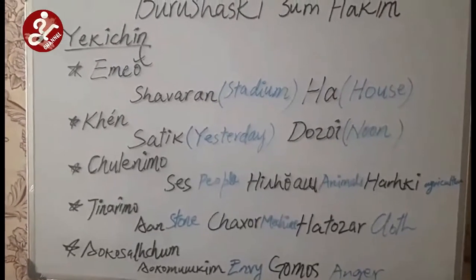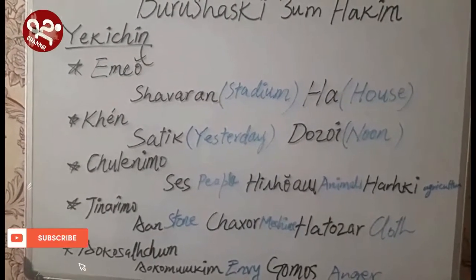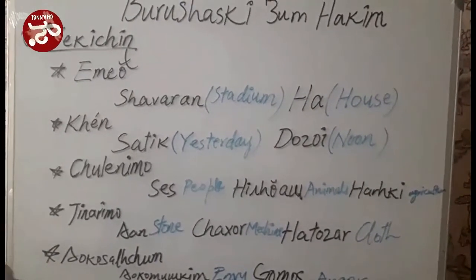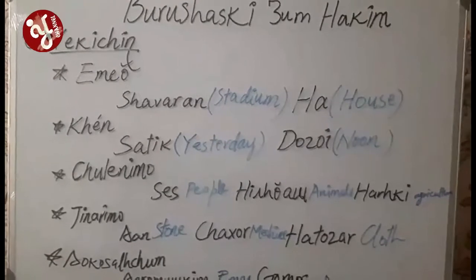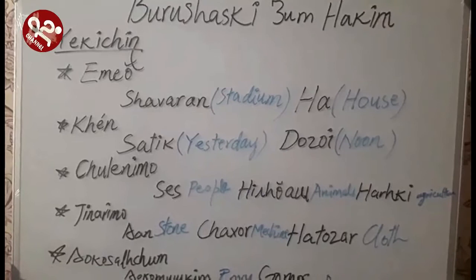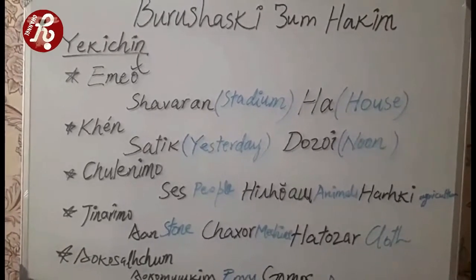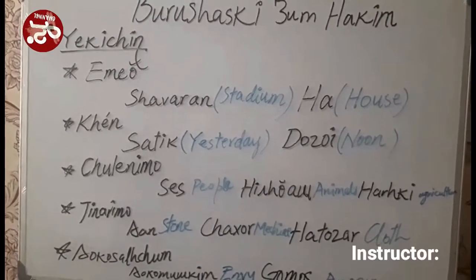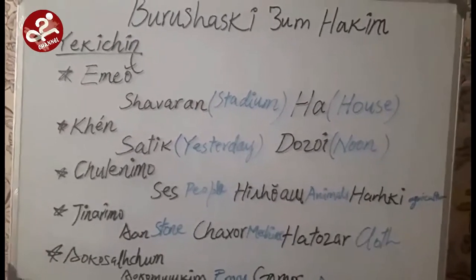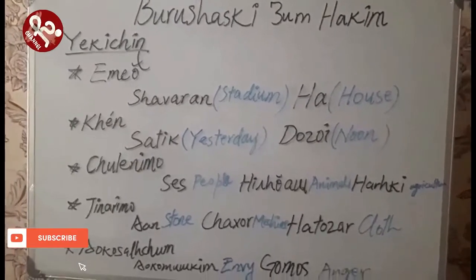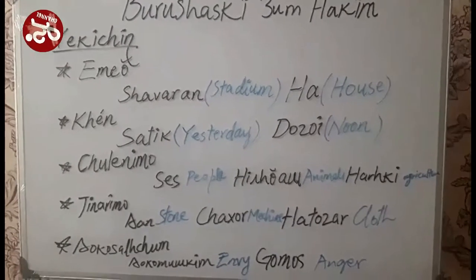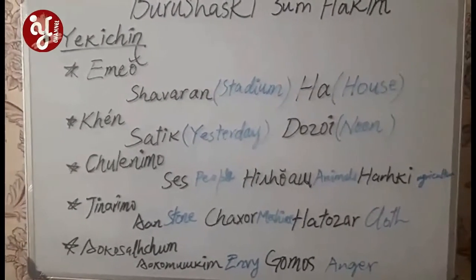And the third, now the fourth, is Jinarimo, means things. Under the heading of Jinarimo comes Dan. Dan means a stone, and Chakhor is the name of a machine, and Katogar, there is written H, but it is K. Katogar means a cloth from which you make a dress. Those are the examples.